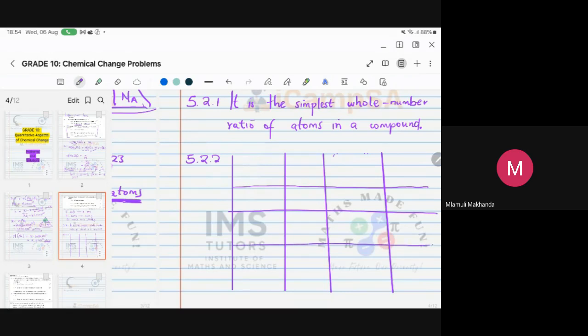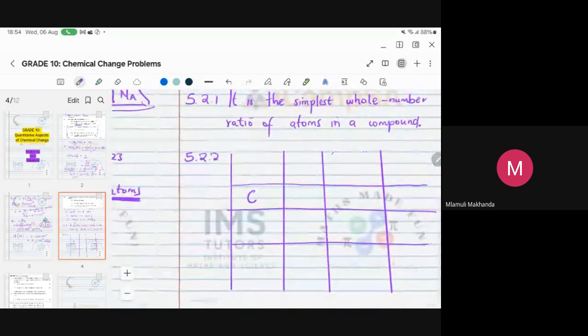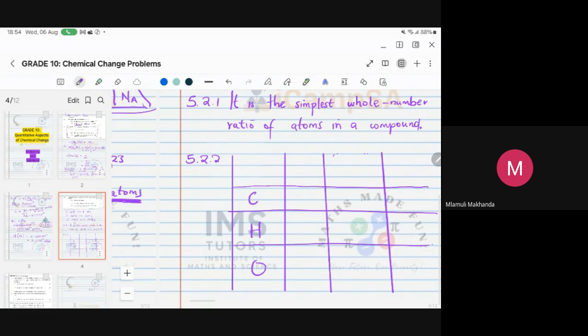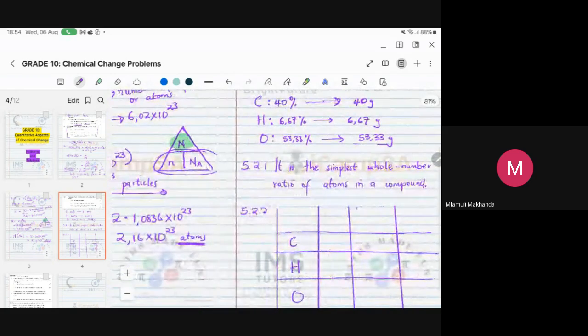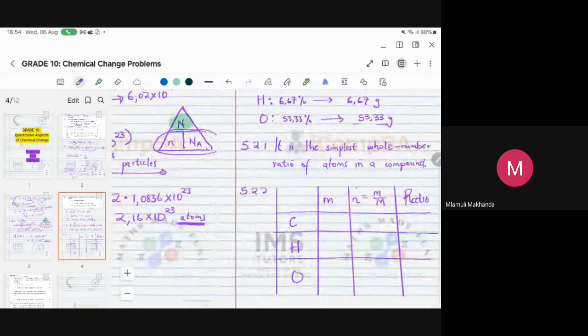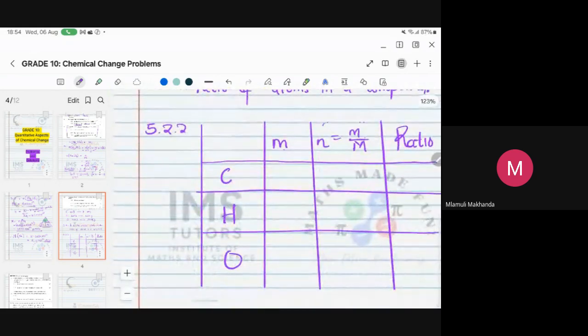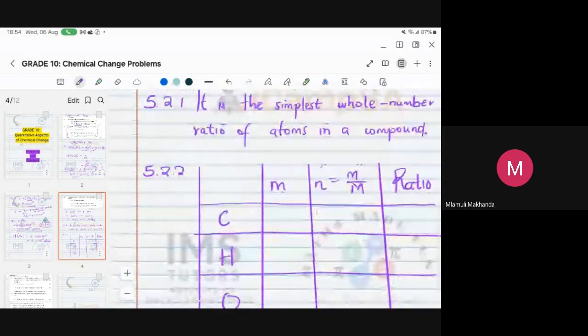It's a simple table. In this table, you will have your C, your H and your O. These are the given elements of this unknown compound. Here you'll put in your masses and the number of moles of each of them. And in the last column, that's where you take the ratio, the simplest whole number ratio.